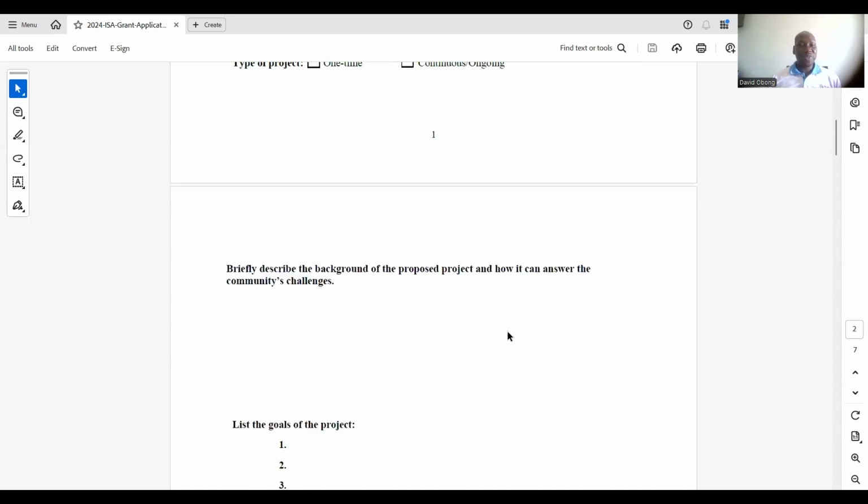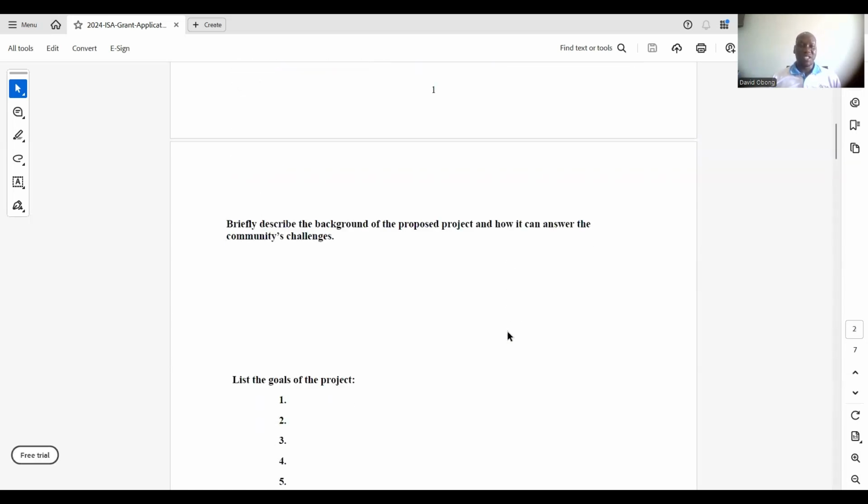And one of the biggest parts of the project is the background of the proposed project and how it can answer the community challenges. Please, this is one of the most important sections of this proposal. Here, you must be as detailed as possible. Please, we are not concerned about the number of pages you are going to write, so long as it contains the most important things which are needed.